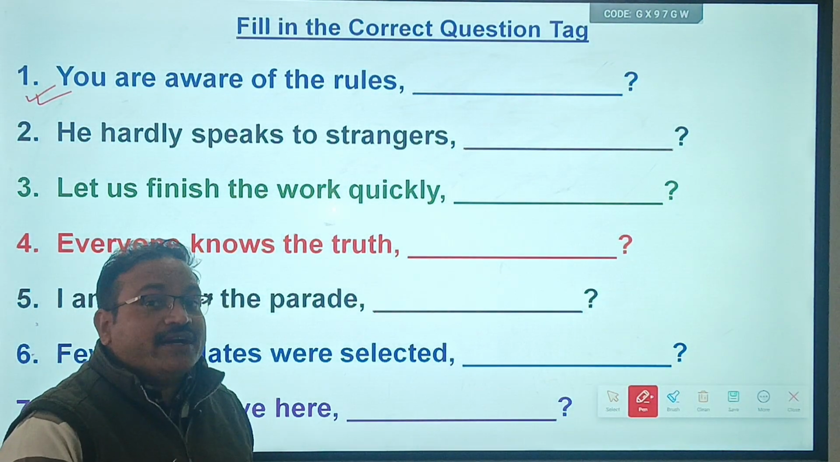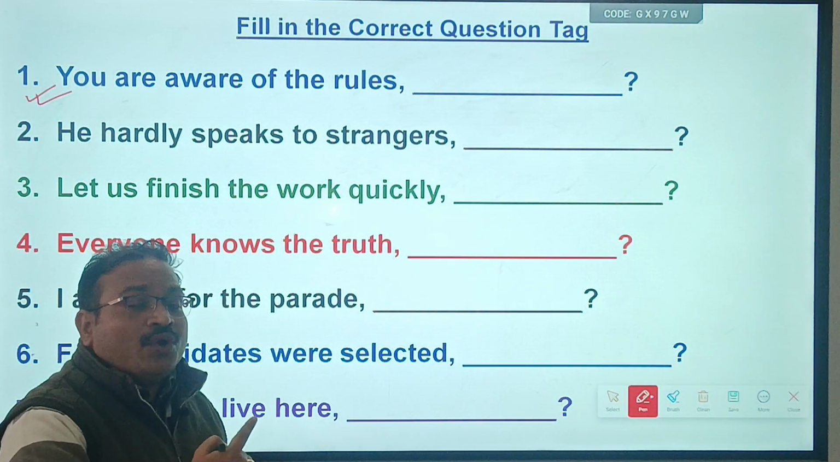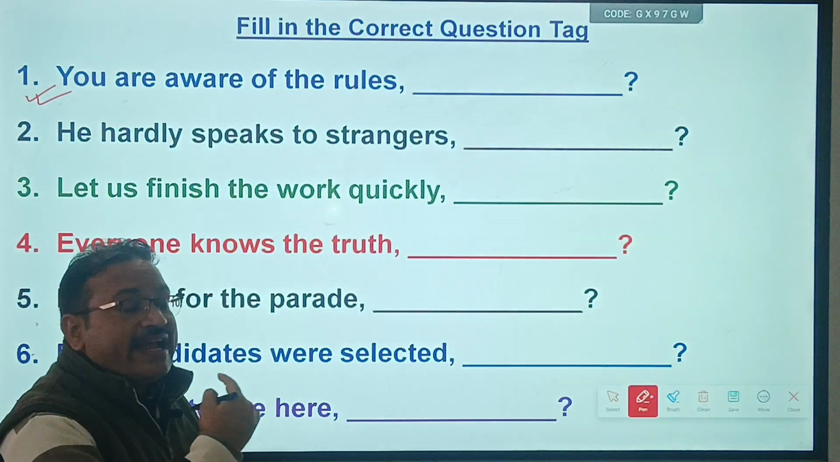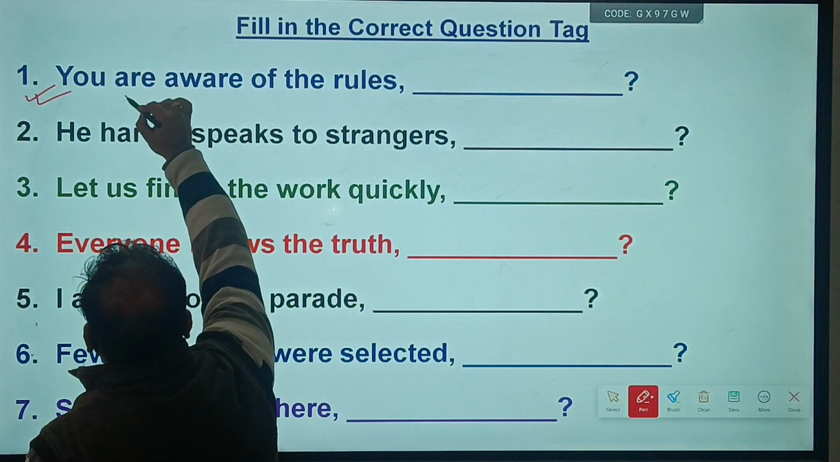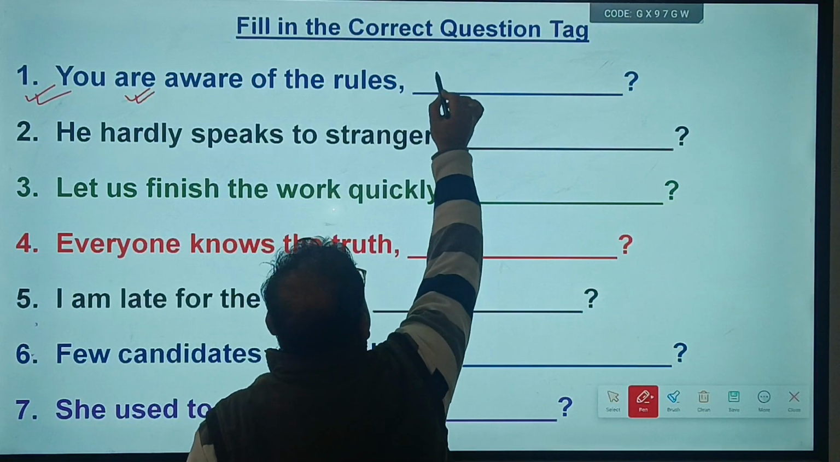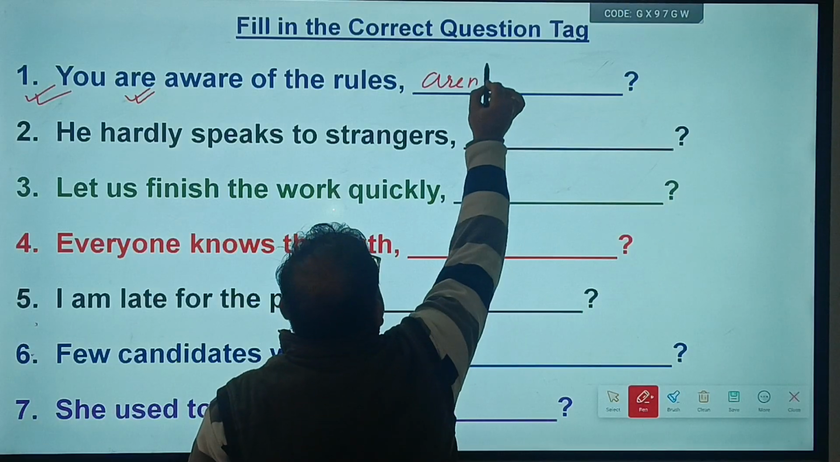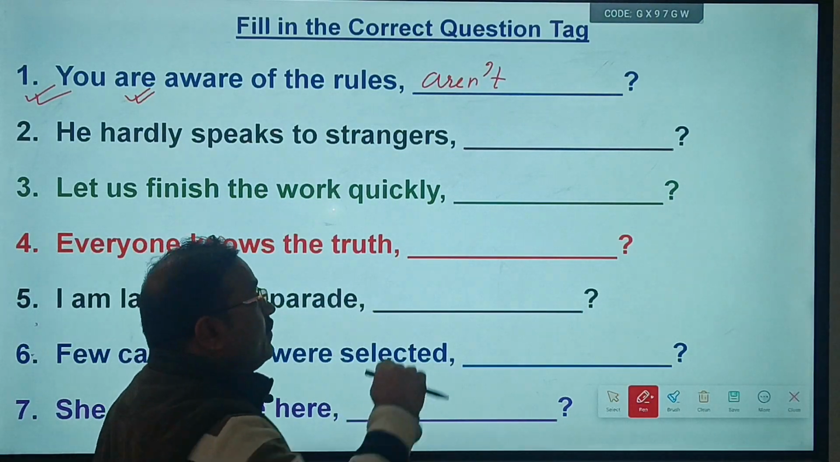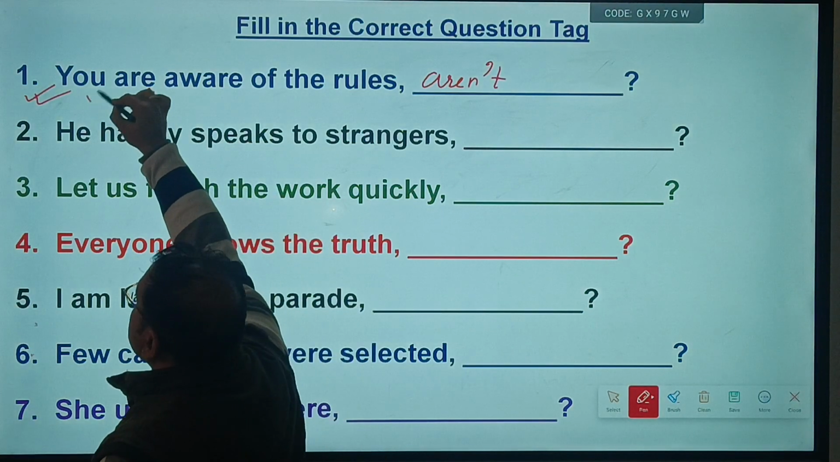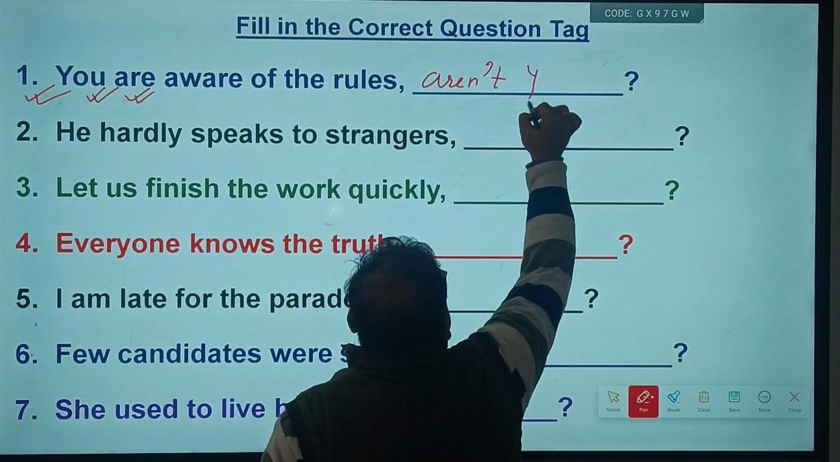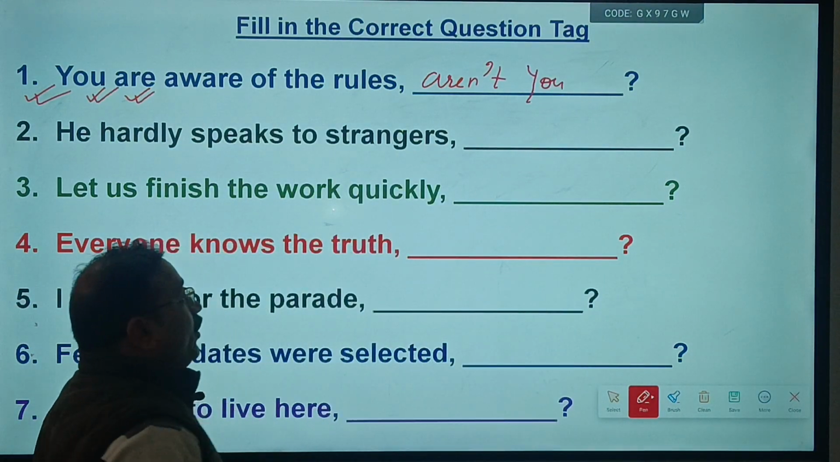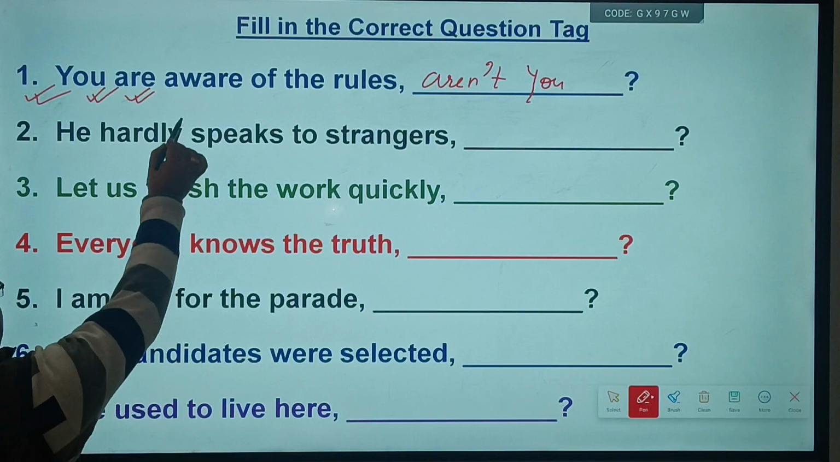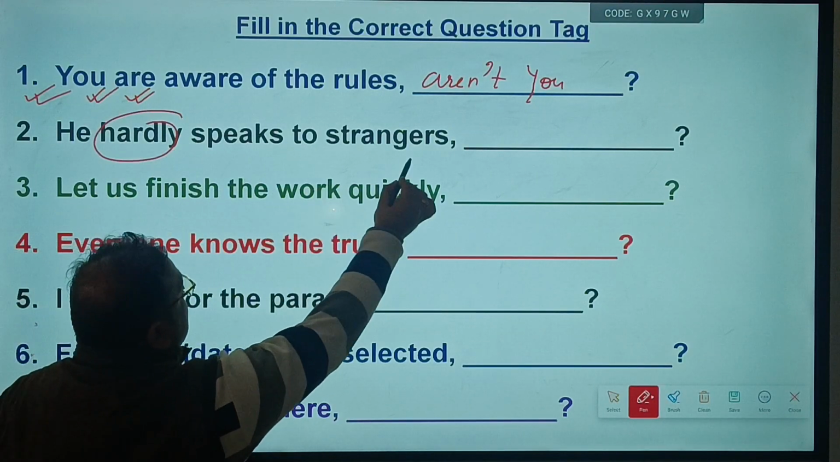What is polarity here? Positive. So the question tag will be negative. So for making negative, what is the helping verb? Are. Aren't. Why aren't? Because sentence is positive. Aren't. And subject pronoun is what? You. So right answer is what? Aren't you? He hardly speaks to strangers.